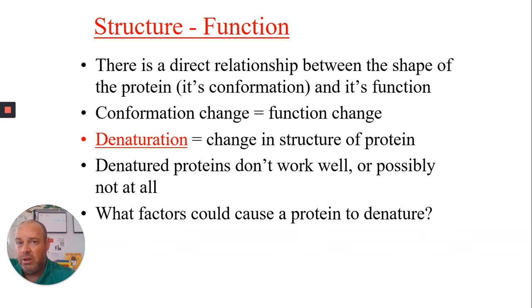So temperature, pH, salinity, different ions, different positive and negative molecules will make those amino acids then pull in different directions. And if it changes shape, it might not work at all. It might work partially. It might have no effect. It just depends on what part changes. But that can be a big problem for proteins.